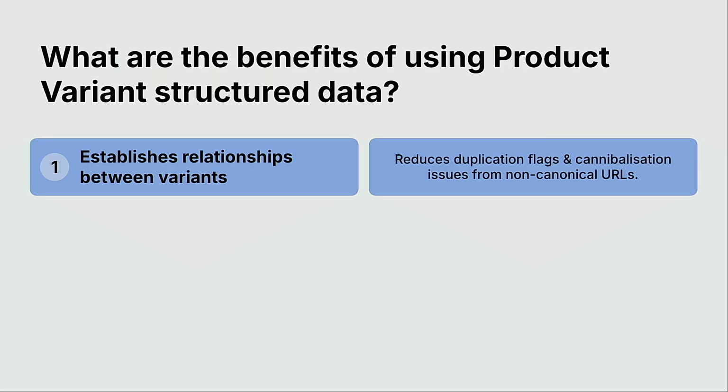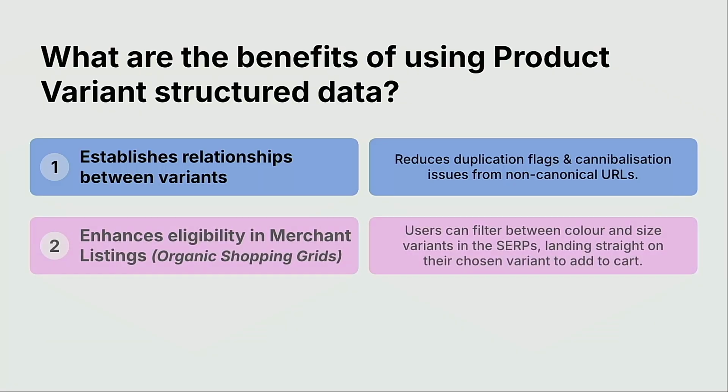So this helps to reduce duplication issues that you might see from crawlers and also cannibalization issues that you might get between different products that exist on your website. Now, this helps with eligibility in merchant listings, aka organic shopping grids, and it also allows users to filter directly in the SERP on those products to pick what variant they want, and then when they click through to your website, they'll end up on that variant and be able to add it straight to their basket.